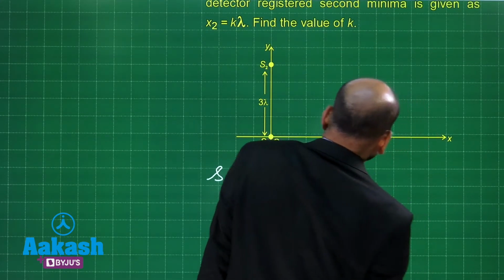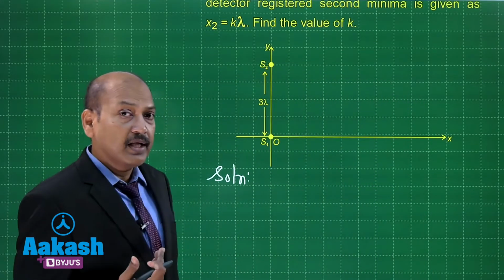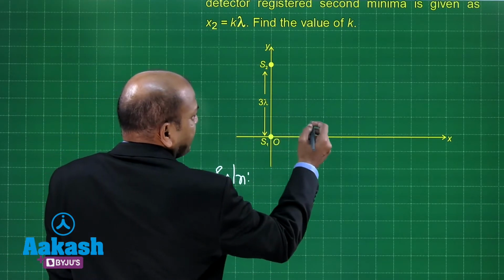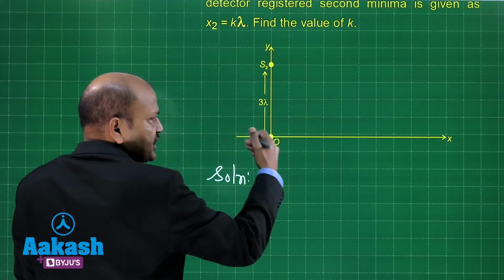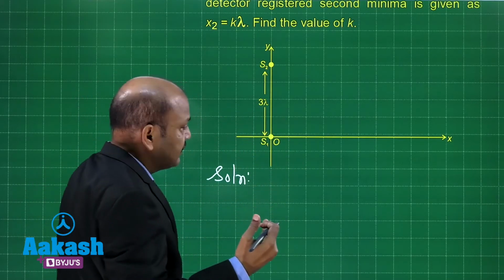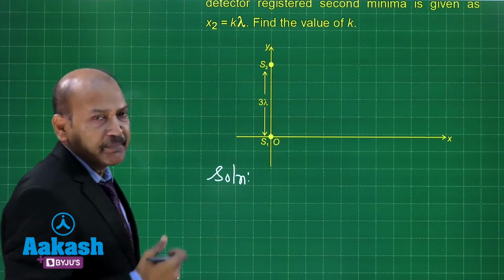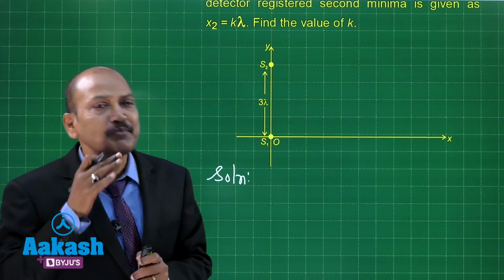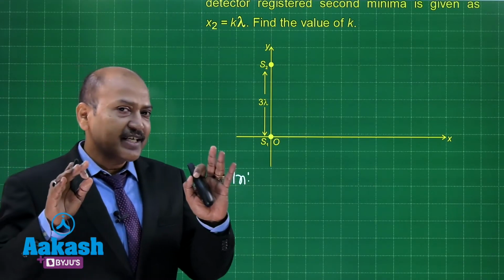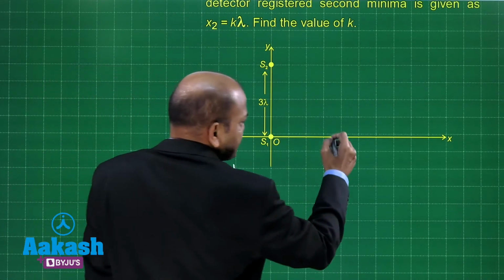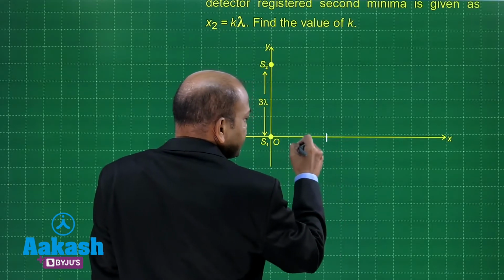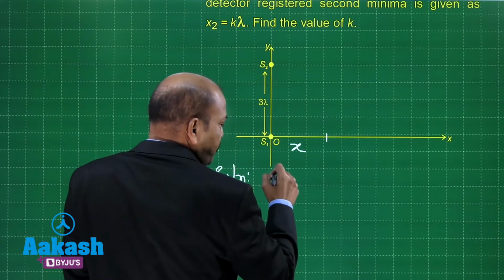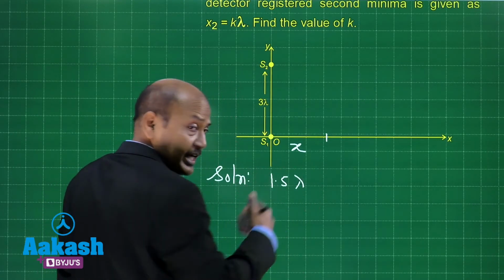The question is asking us about the second minima that we are going to encounter. Well, the first minima will happen when the path difference reduces from 3 lambda to 2.5 lambda, and the second minima will happen when the path difference reduces from 2.5 lambda to 1.5 lambda. So, that is the key concept here. Suppose that happens at this point and this distance is x. So, as I said, the path difference is 1.5 lambda for the second minima.